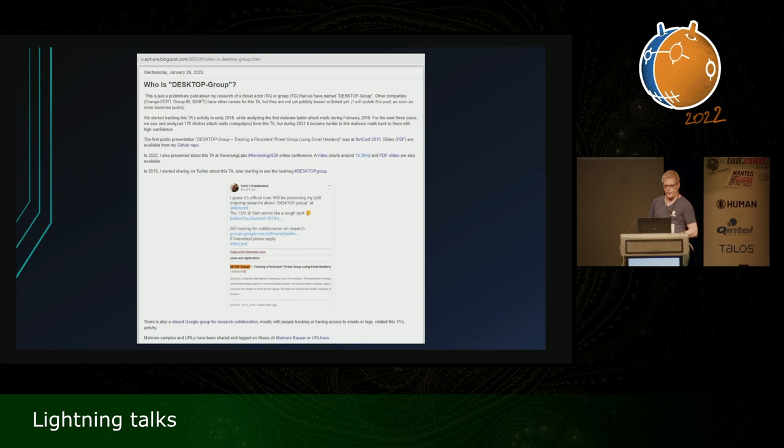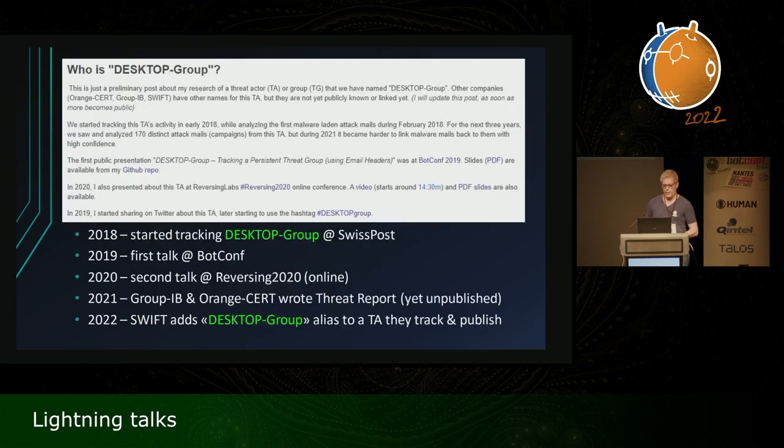So earlier this year, I finally got around to putting out a blog post, basically just linking everything publicly available about DESKTOP Group, and also linking my invitation Google group for collaboration. Here a little bit bigger. So basically in 2018, over 4 years ago, we started tracking DESKTOP Group at Swiss Post. In 2019, the first BotConf talk. In 2020, I gave an online talk at Reversing. And in 2021, Group-IB and Orange CERT prepared a really great threat report, but unfortunately, it cannot be published yet. So I'm waiting for that.